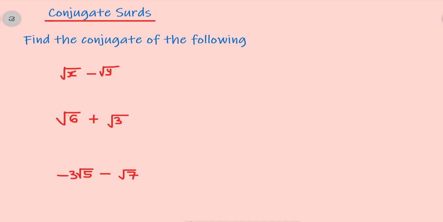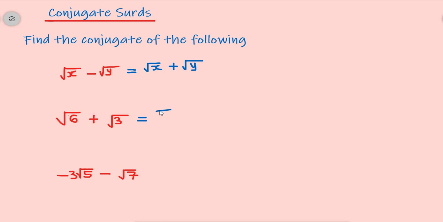It's very simple. Finding the conjugate, the sign in the middle will change. If it is positive, it will change to negative. If it is negative, it will change to positive. Look at this. This is the conjugate of root x minus root y. Can you see? The sign will change to positive. That is the answer. Very simple. Let's go to the other one.